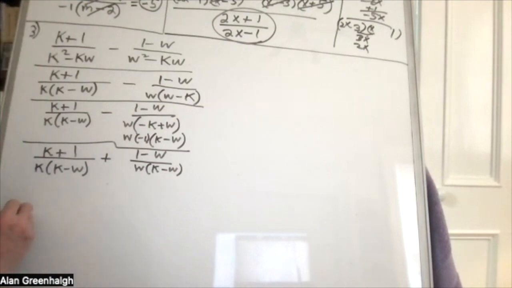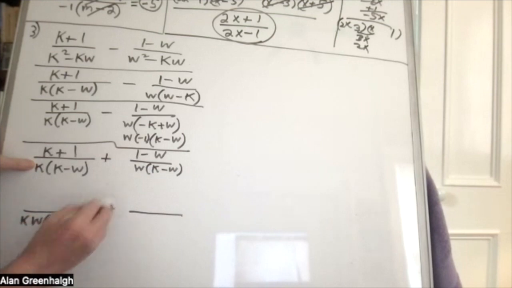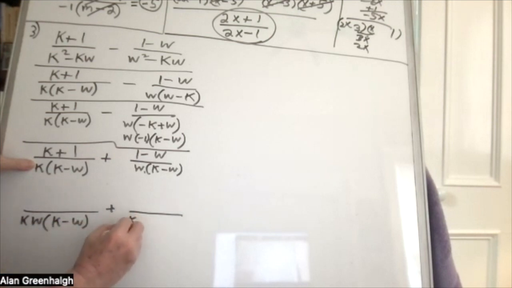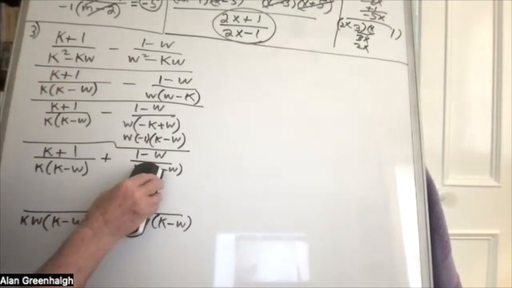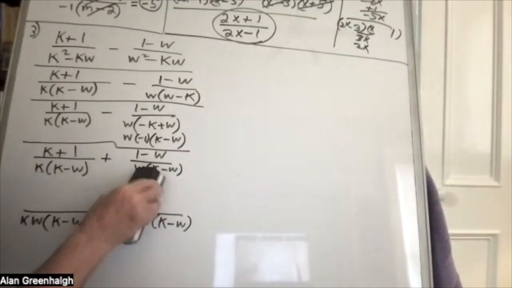Okay, now the least common denominator. The least common denominator will have a K. It'll have a W. It'll have a K minus W. It has to have the same thing here: K, W, K minus W. Okay, this is nothing. This is just an extra line that suddenly got there somehow.